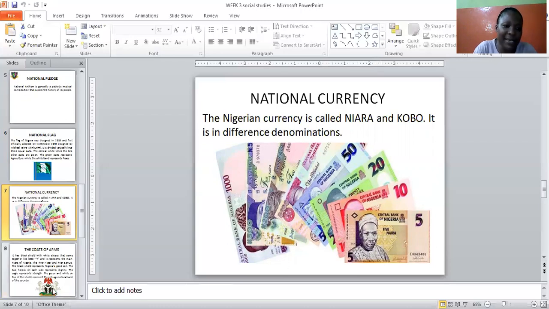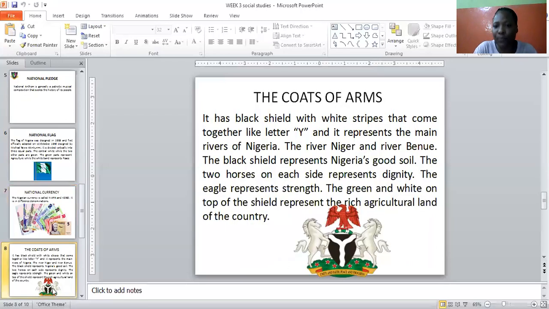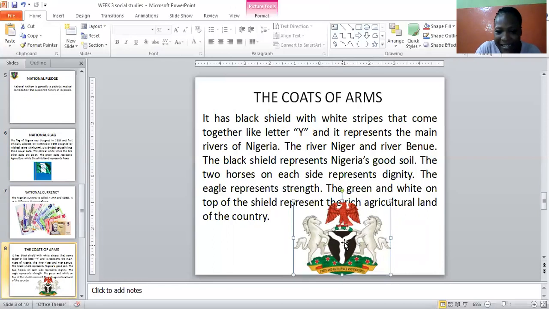The next symbol is the coat of arms. You can see it on the screen. It has a black shield with white stripes that come together like the letter Y. Can you see the white letter Y? It represents the main rivers of Nigeria. One river is coming, another river is coming, now meeting at a spot that is known as confluence. Confluence is the joining together of 2 rivers.